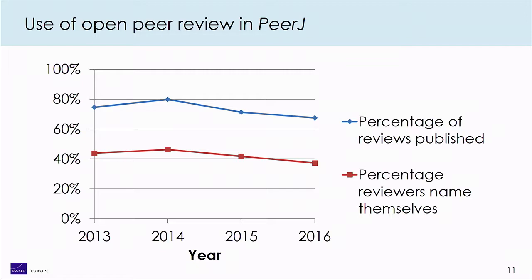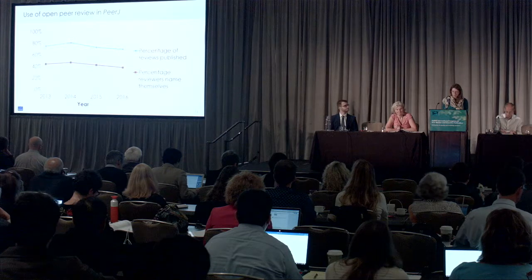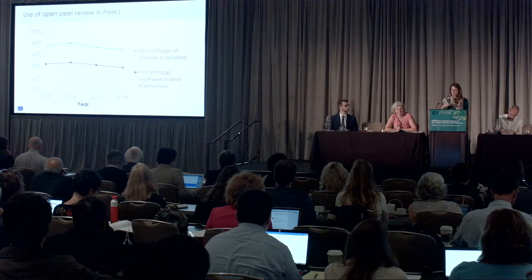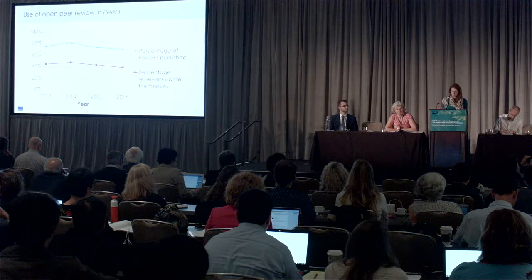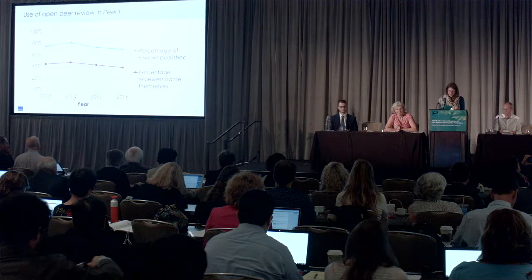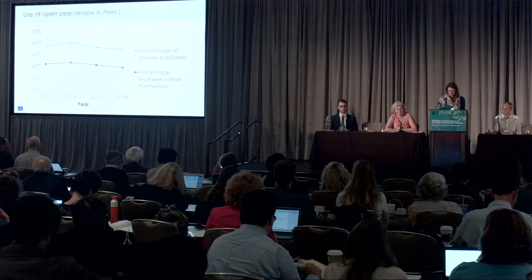PeerJ was launched in 2013. Its use has been growing over time. It's interesting to see that as this has been happening, there hasn't been an enormous change in the use of its open peer review features. And if anything, use might be slightly decreasing. And it will be interesting to see how this develops over time.